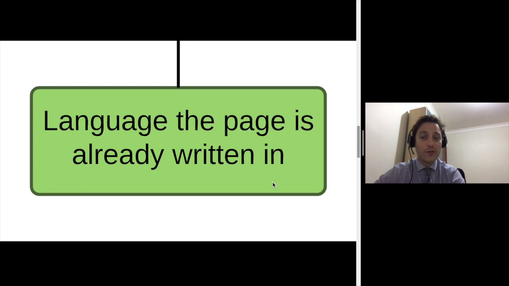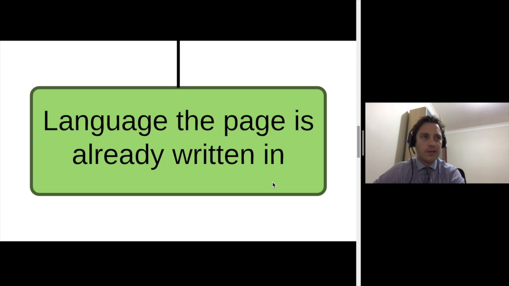Also, the language the page is already written in. It wouldn't make sense to convert a page from, say, HTML2 to HTML5 unless there's a really good reason for it, or HTML4 even. You want to reduce the amount of work that you have, and you only want to change the language the page is written in if there's a really good reason for it.